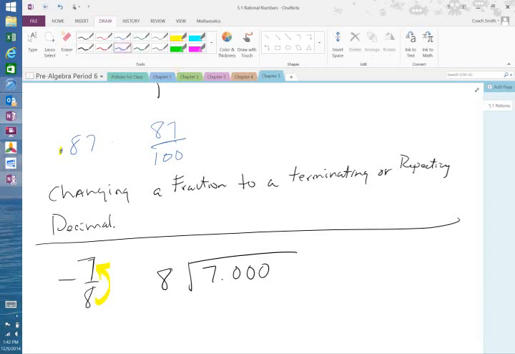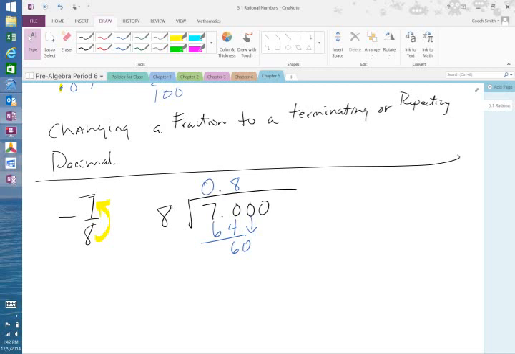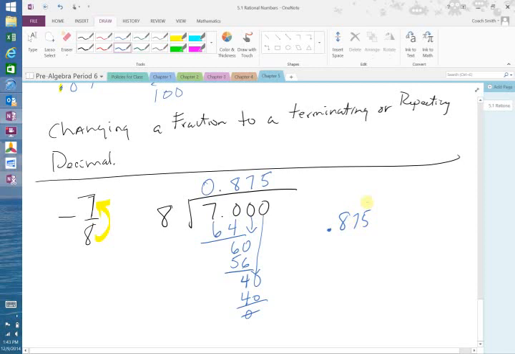So now I just divide it out. 8 doesn't go into 7. 8 goes into 70, 8 times would be 64. Remainder 6. Bring down my 0. 8 into 60 goes 7 times, would be 56. Remainder 4. Bring down my 0. 8 into 40 goes 5 times, and that would be 40. Remainder 0. So 0.875. Now, it has to be negative 0.875.